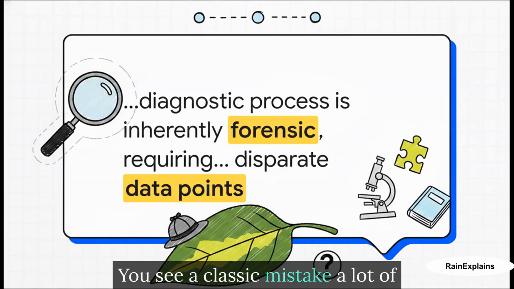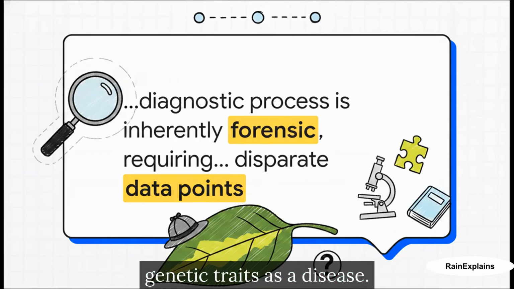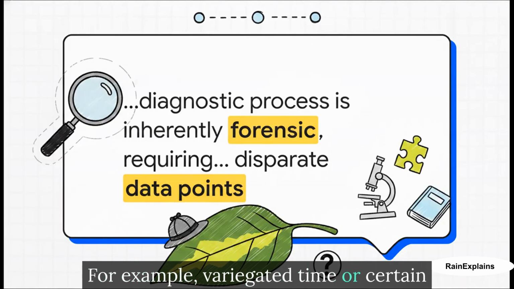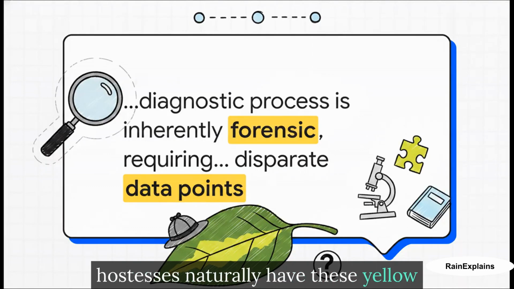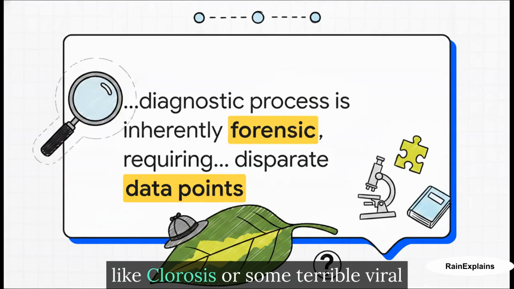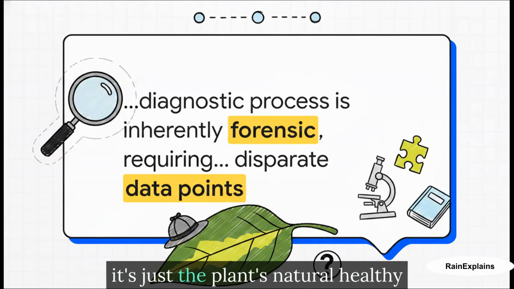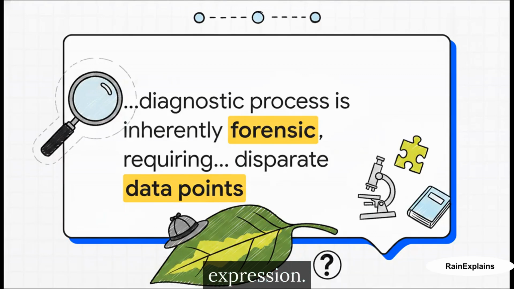You see, a classic mistake a lot of gardeners make is misidentifying normal genetic traits as a disease. For example, variegated thyme or certain hostas naturally have these yellow-green patchy leaves. To an untrained eye, that looks exactly like chlorosis or some terrible viral infection. But if you know your baseline, you know it's just the plant's natural, healthy expression.